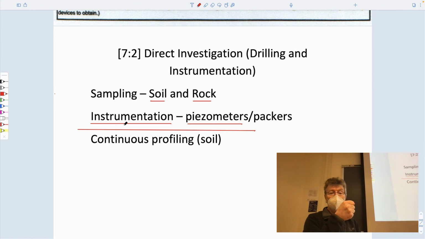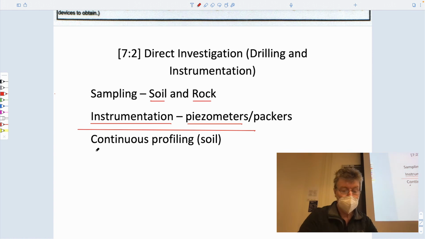And so putting some instrumentation benefits you twofold. One, you've completed the hole so it can't leak between different aquifers, which EPA or DEP wouldn't like you to do. And also with the instrumentation, you have the ability to get pore pressures and water quality samples out of it to say what's going on within the system, to define the behavior initially, and also to say what's going to happen in the future if you try remediating it.